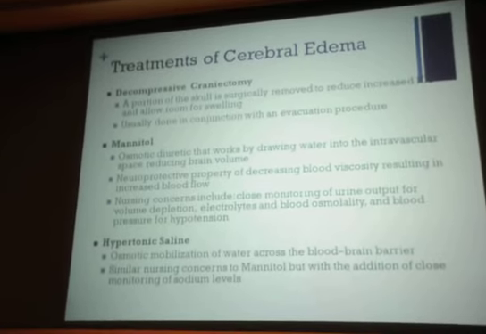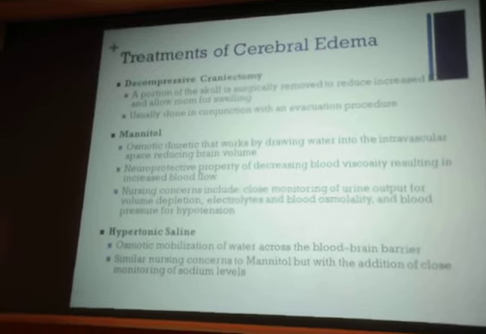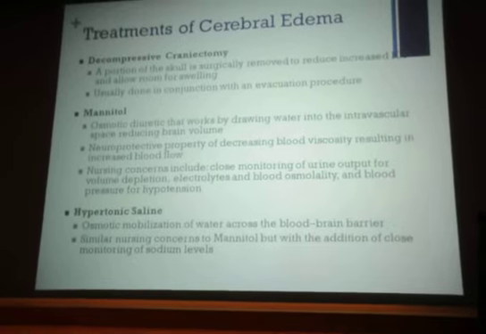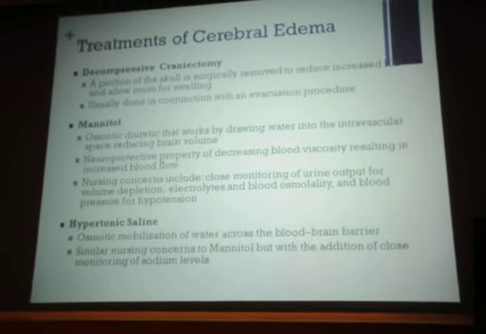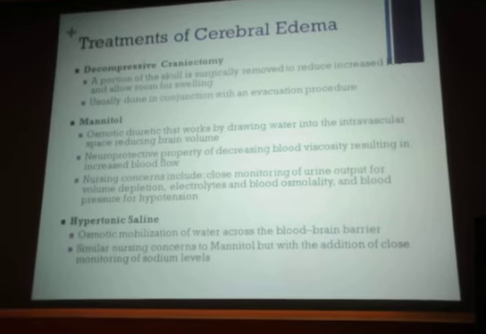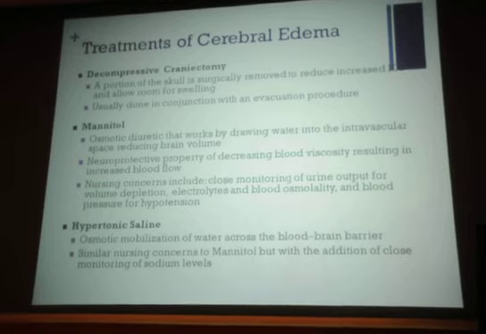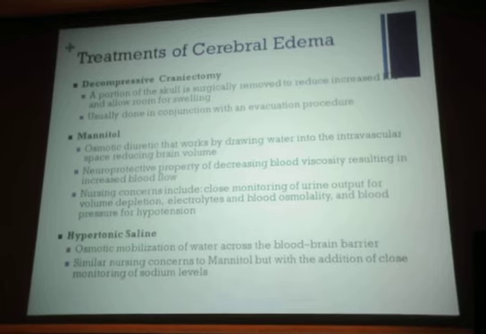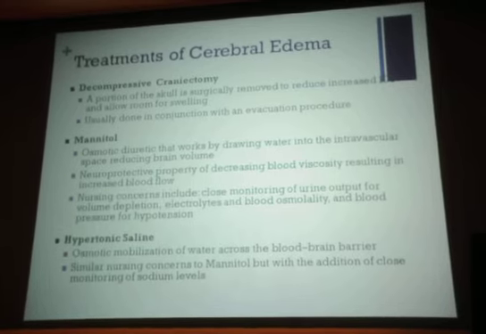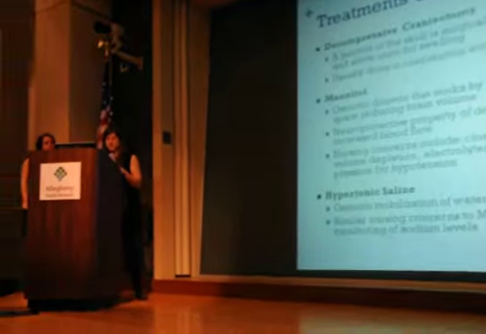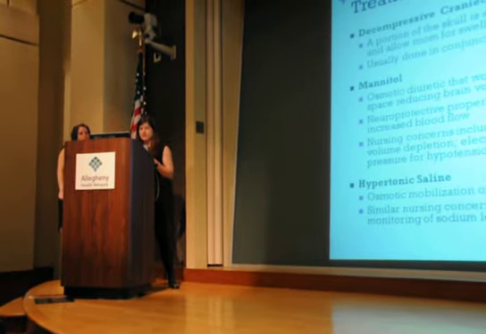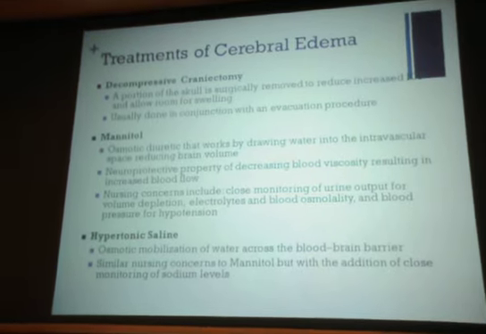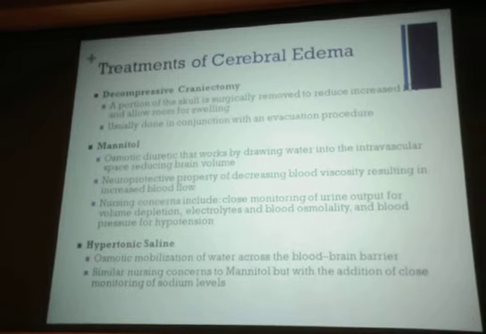And then also using osmotic diuretics such as mannitol and hypertonic saline, commonly called 3%. That works by drawing water out of the brain tissue into the intravascular system where it can be diuresed out of the body. Mannitol has neuroprotective properties. With both mannitol and 3%, important nursing considerations include closely monitoring urine output for volume depletion and blood pressures for hypertension, and also checking electrolyte and blood osmolality levels, and especially with 3% saline, making sure that there's not too much sodium in the blood.